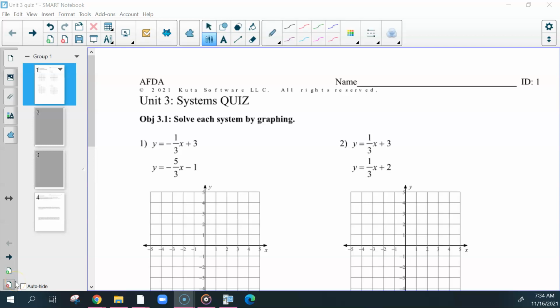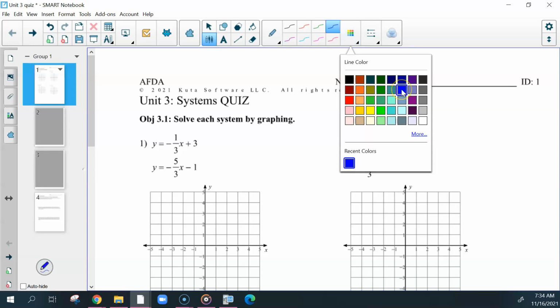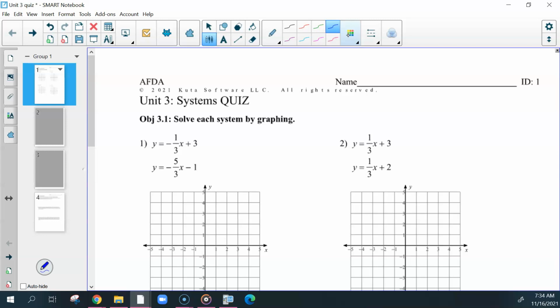Starting with 3.1, most of you did well on this section. There were some errors like not putting your solution. Remember, that's our entire goal, is to find a solution. So if you didn't put that, make sure you do that on the test. Also, these lines keep going on forever and ever in both directions, so they should have arrows.